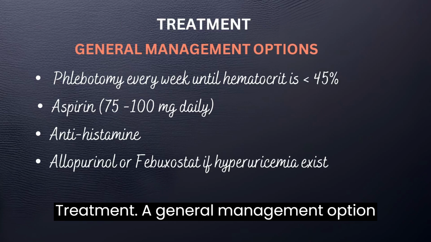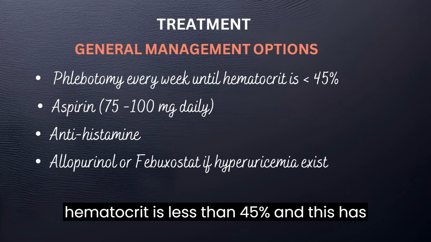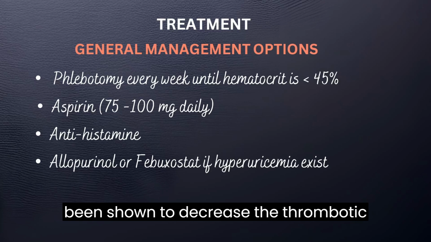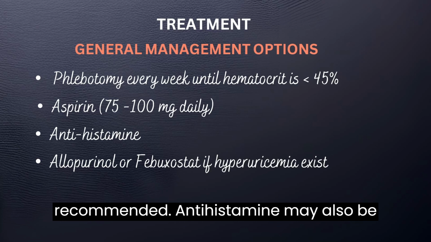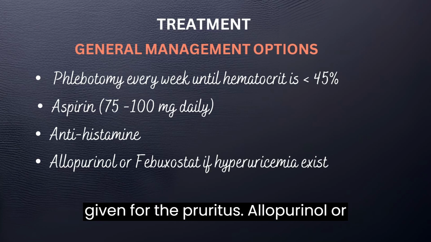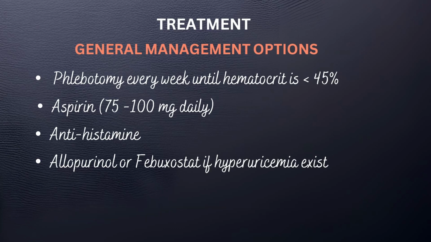Treatment. A general management option includes phlebotomy every week until hematocrit is less than 45%, and this has been shown to decrease the thrombotic events. A low dose aspirin is also recommended. Antihistamine may also be given for the pruritus. Allopurinol or febuxostat may also be used if there is hyperuricemia.